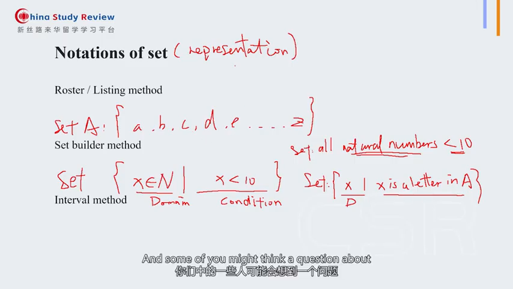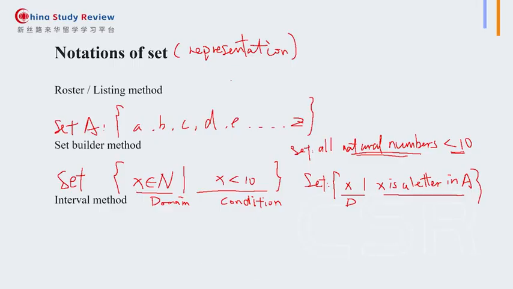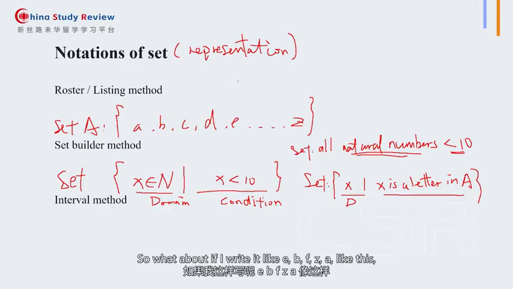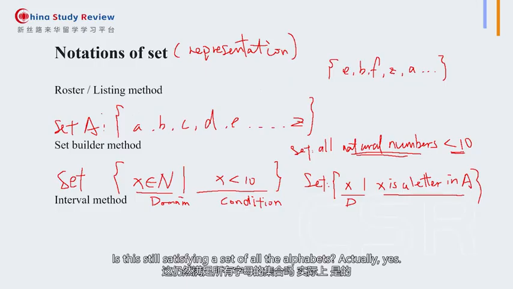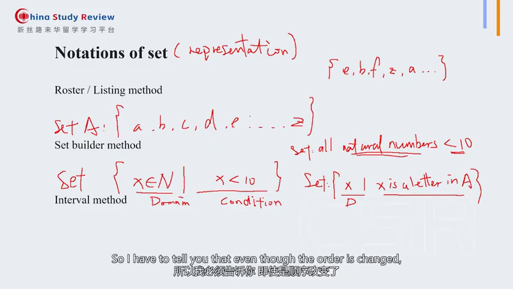And some of you might ask a question: what about the order? What if I write it like E, B, F, Z, A, like this? We still include all the elements inside. So is this still satisfying the condition of a set of all the alphabets? Actually, yes.